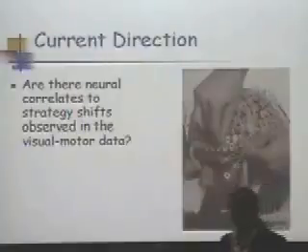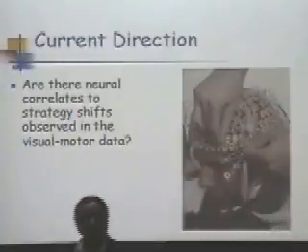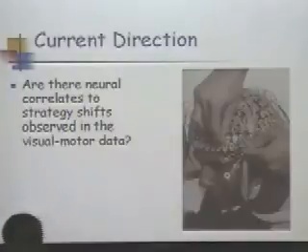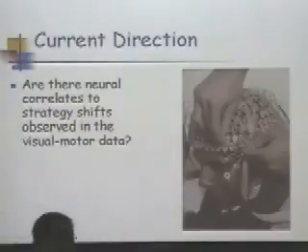So right now, my current direction on this project, maybe I'll just talk about this project and end, because I realize now I should have scheduled a 5-hour talk here. But the current direction is, are there neural correlates to the strategy shifts observed in the visual motor data? One thing that worried me was whether all these were artifactual things, maybe it's not real at all. Maybe it was just a numerical glitch in our algorithms. It's possible.